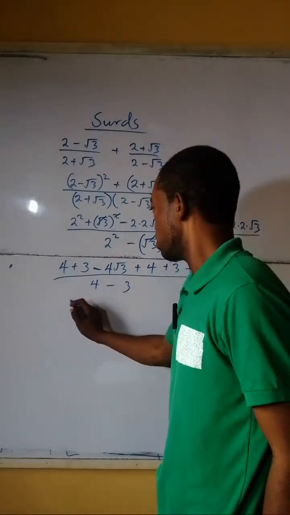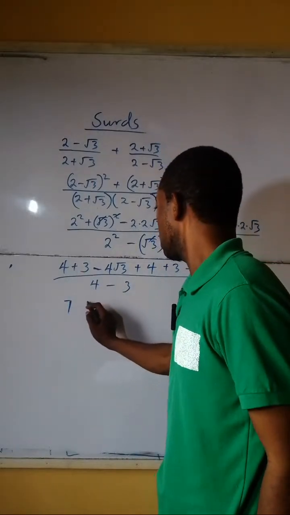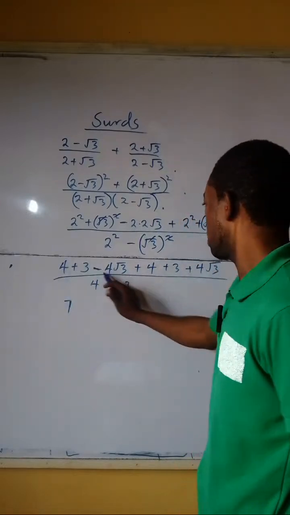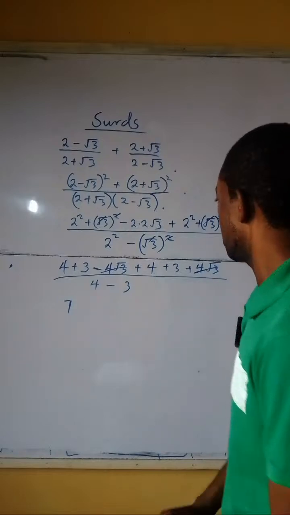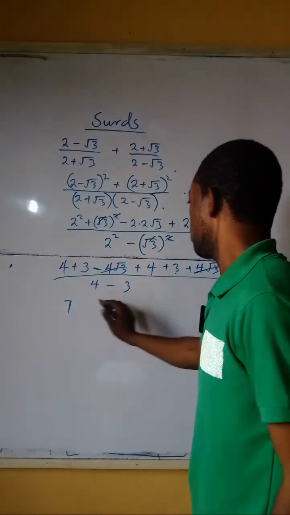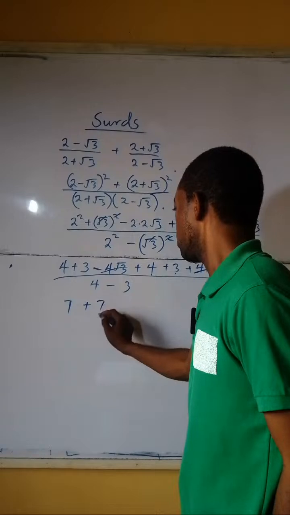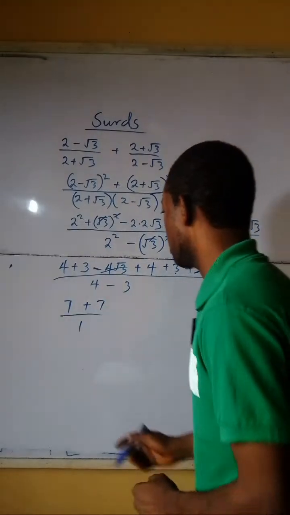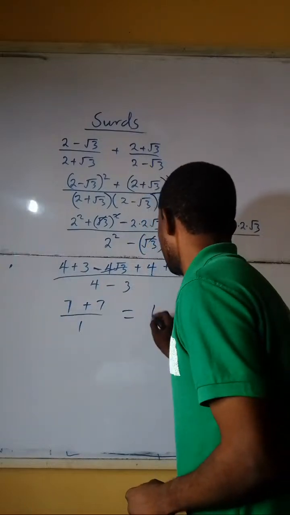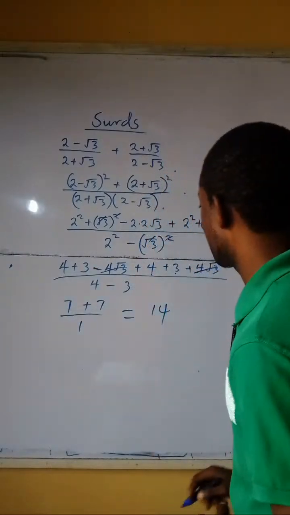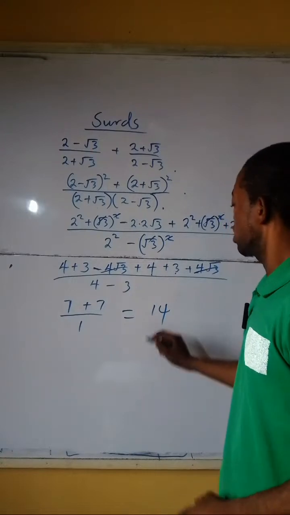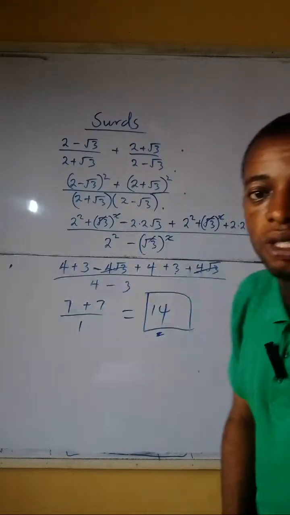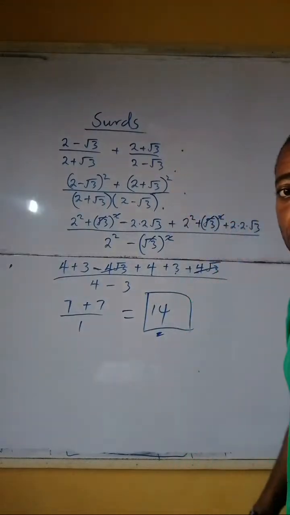4 plus 3 here, that's 7. Then we have minus 4 root 3 plus 4 root 3, which cancel each other. Then 4 plus 3 here, also that's 7. So we have 7 plus 7 over 4 minus 3, that's 1. And 7 plus 7 there, that's 14 over 1. 14 over 1 is still 14. So therefore, the solution to this particular problem is 14.